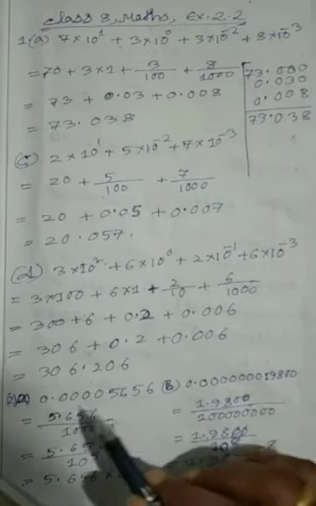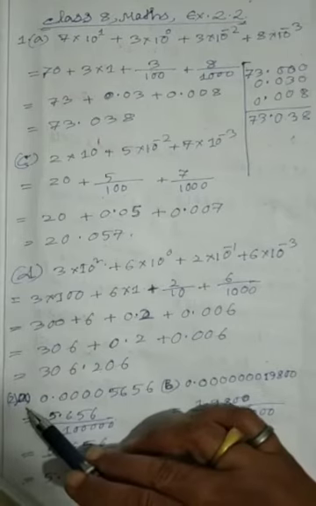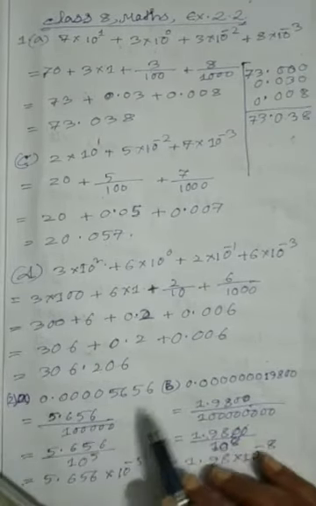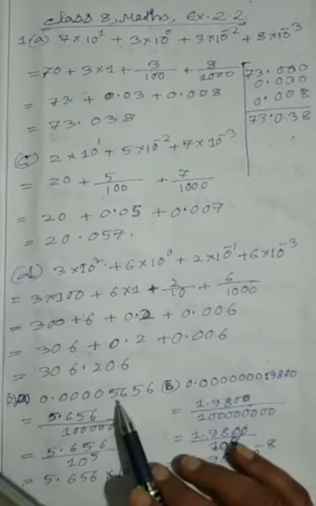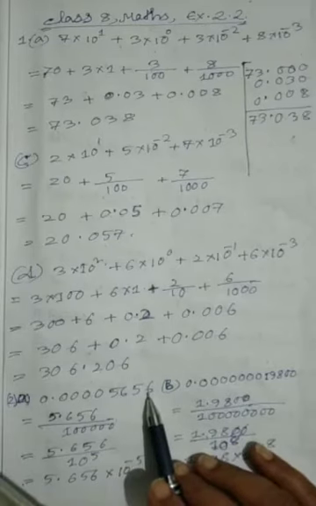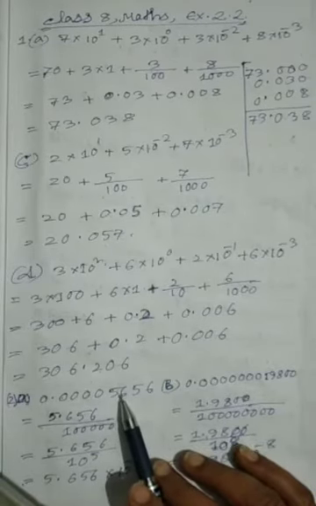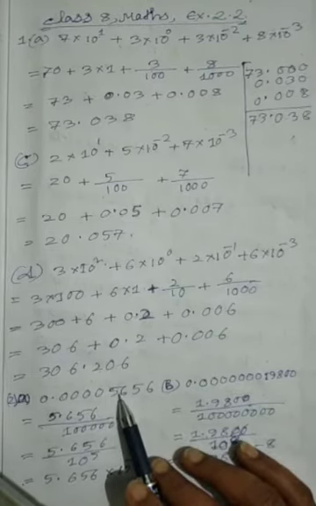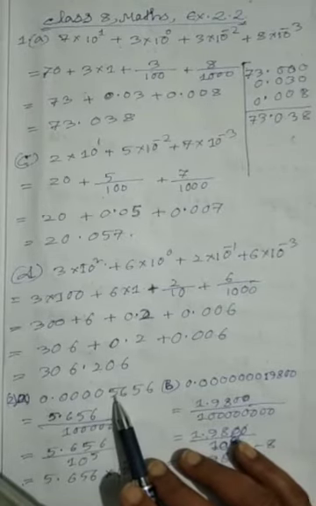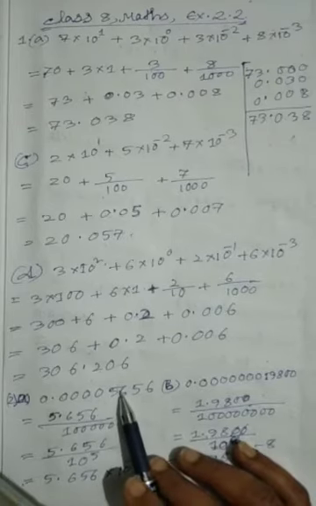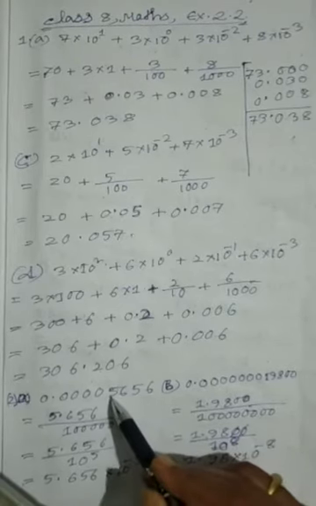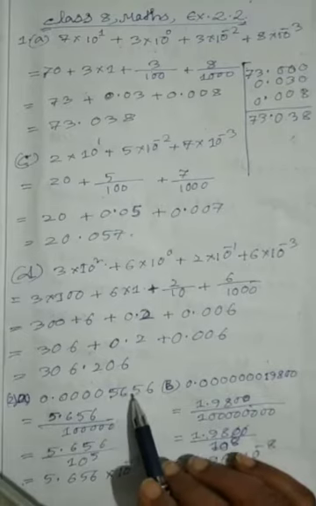Now come to question number 2a. Question number 2 is: write in standard form. In standard form, you have to make the number such that one digit will be on the left-hand side of the point. Means in standard form it should be 5 point something. So the point should be here. To make it standard form, always one digit should be on the left-hand side of the point.